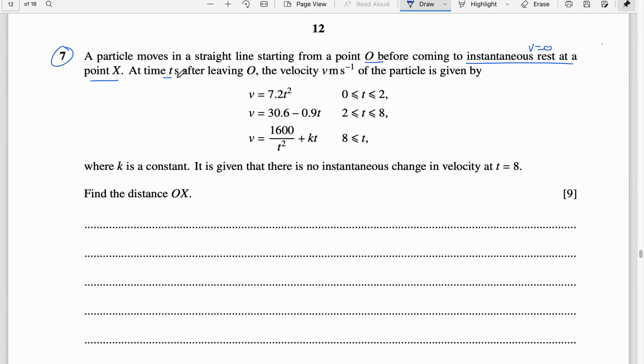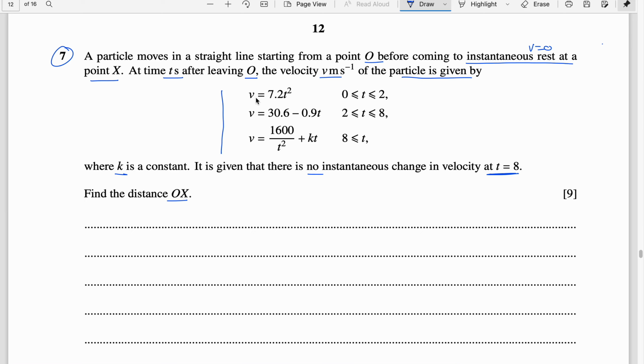At time t seconds after leaving O, the velocity v meters per second of the particle is given by these equations. From 0 to 2 it is this, 2 to 8 is this, and 8 onwards is the last one, where k is a constant in the third equation. It is given that there is no instantaneous change in velocity at t equals 8. That means when we put t here and t here, the velocities will be the same. So it says find the distance OX.